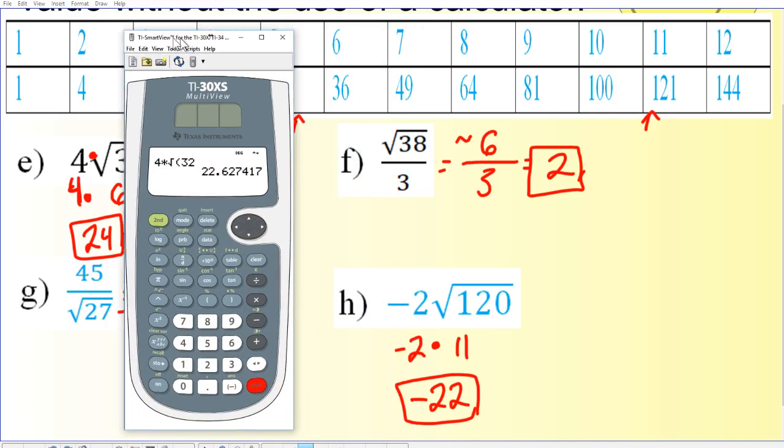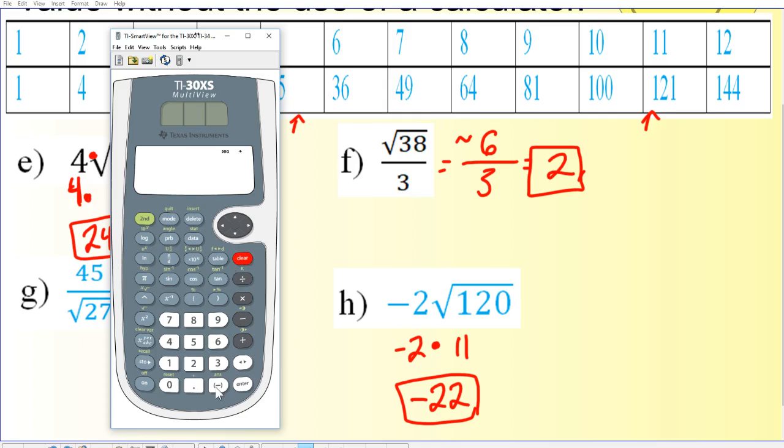And just for good measure, we haven't checked one of these in a while. Negative 2 times the square root of 120 should give us about negative 22. And look how close we were. We were very close that time.